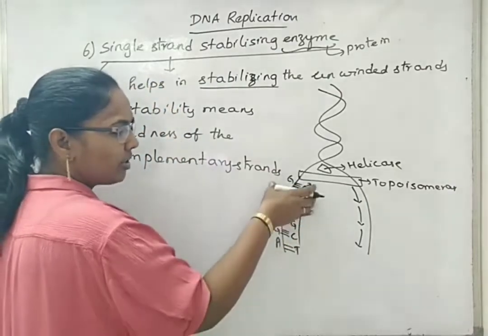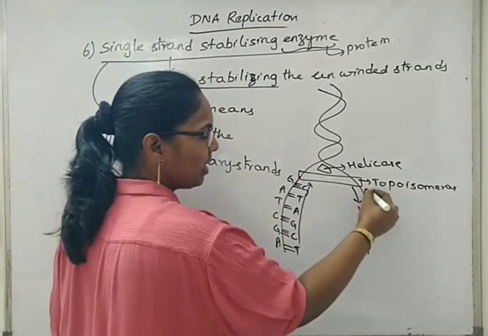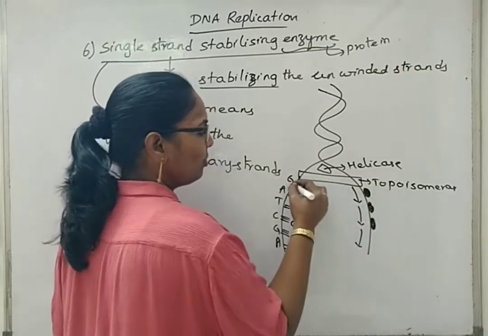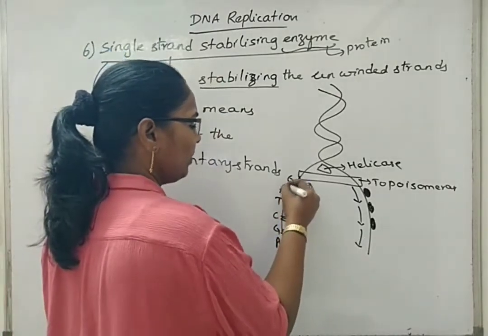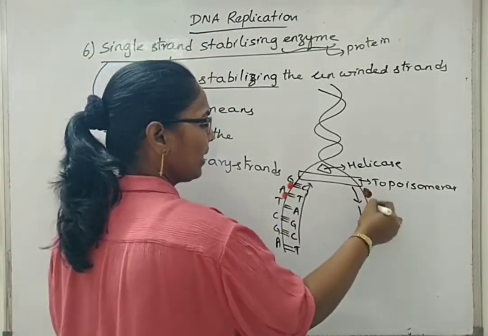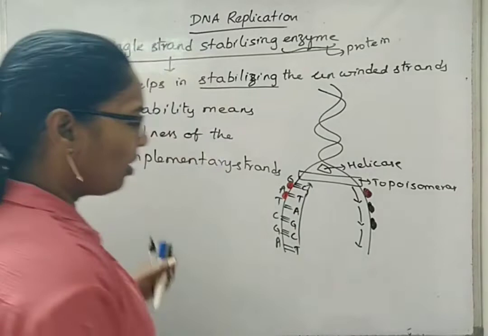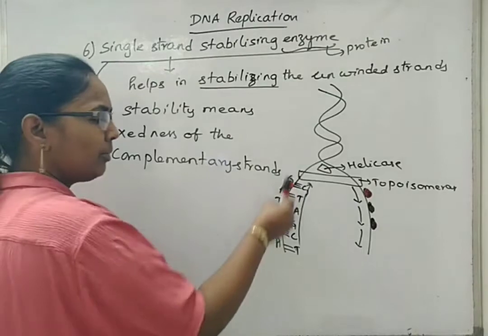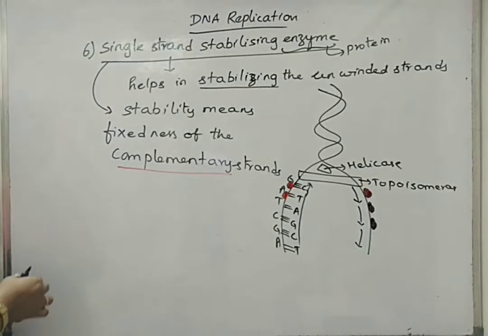That fixedness or the structural maintenance should be done, and that is because of the stabilizing enzymes that are fixed here. They will not allow the DNA strand to slide off or to move or to change its place or its location. It should be here only. Stabilizing enzymes will be bound here like this. They will help to maintain the fixedness or the correct position of the new and old DNA strands to frame up the correct bonds and to maintain the complementarity. This is about the single strand stabilizing enzyme.